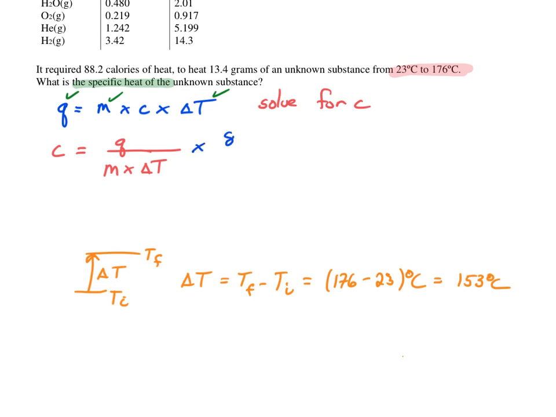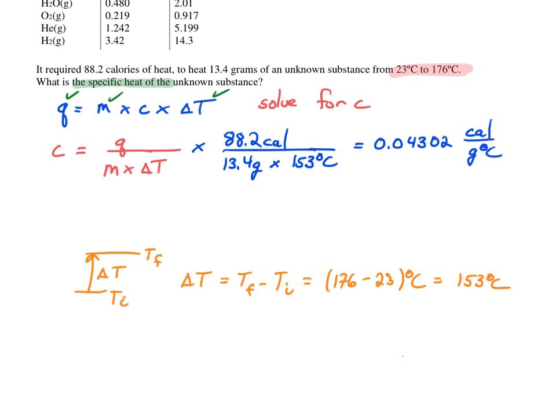Our heat is 88.2 calories. Our mass is 13.4 grams, and our delta T is 153 degrees C. We do this indicated math, and we end up with a value of 0.04302. The units are calories per gram degrees C.